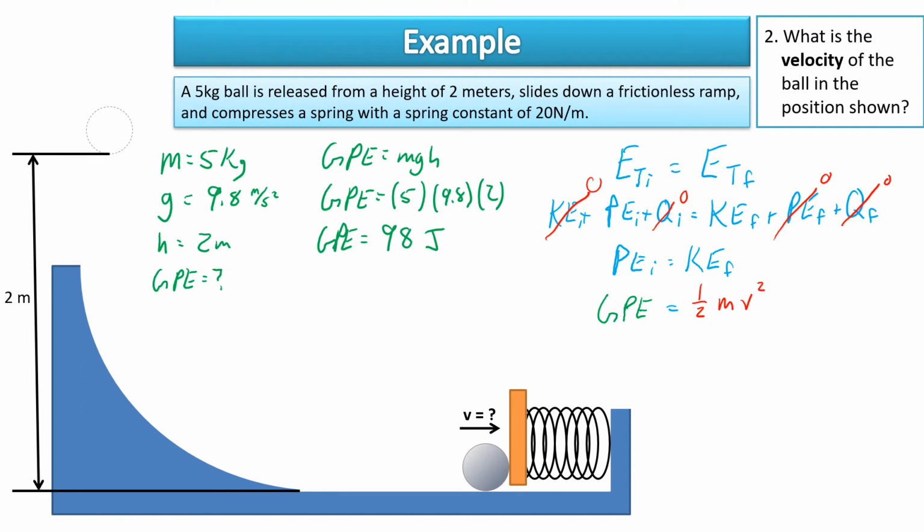So we can plug in now. 98 is equal to 1/2 times the mass times the velocity squared. And now we have one equation, one unknown. You divide 98 by 2.5 and take the square root, and you get a velocity of 6.3 meters per second. Sweet.